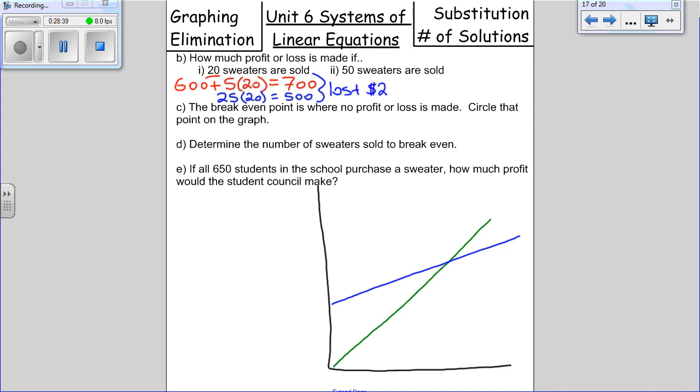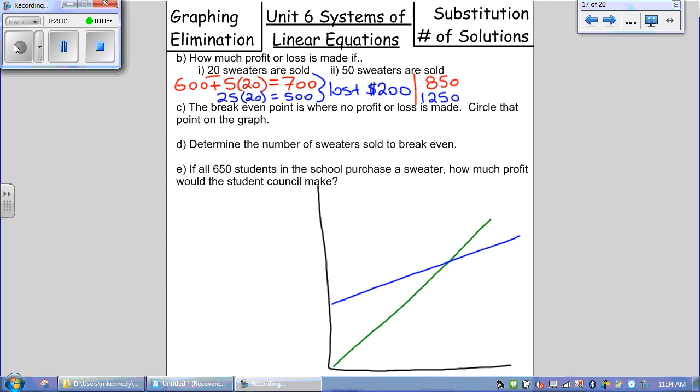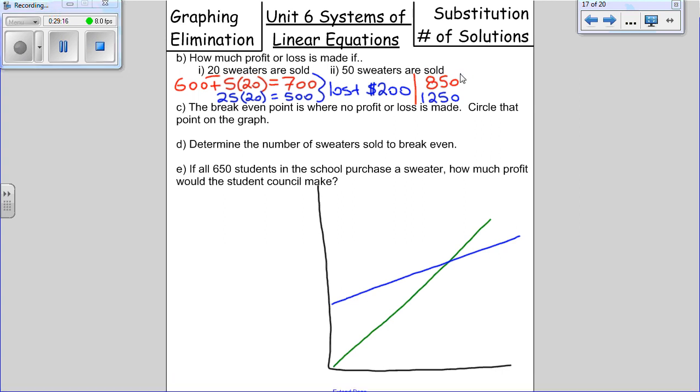I want you to try 50 sweaters on your own and see if you can come up with a value for it. So you're going to put 50 sweaters into your cost equation, 50 sweaters into your revenue equation, and see what you get. All right, if you do those calculations, your cost should have been $850, your revenue should have been $1250. You subtract those from each other to figure out how much money you would have made. In this case, you had a profit, that means you made money, of $400. $1250 is 400 more than $850.